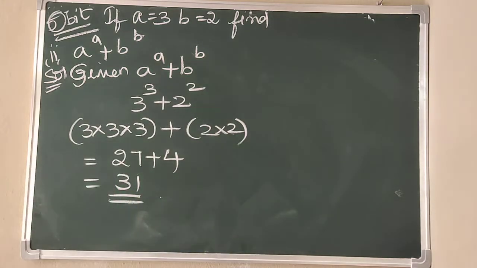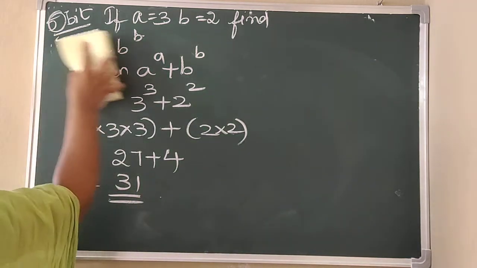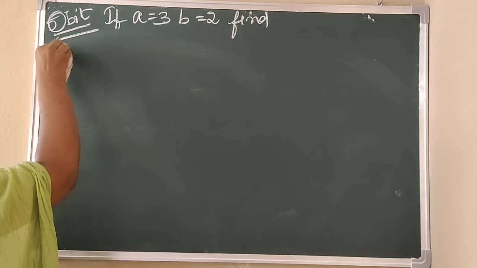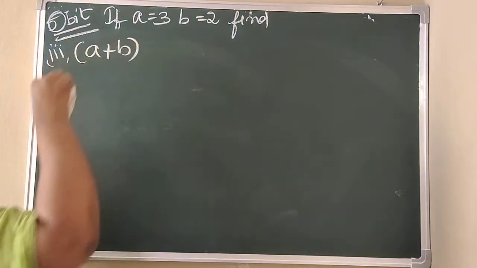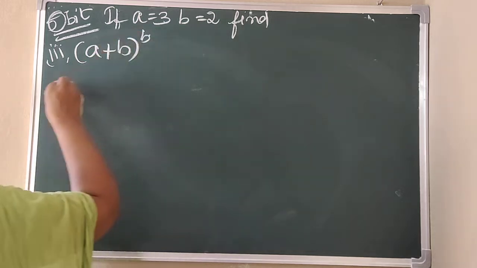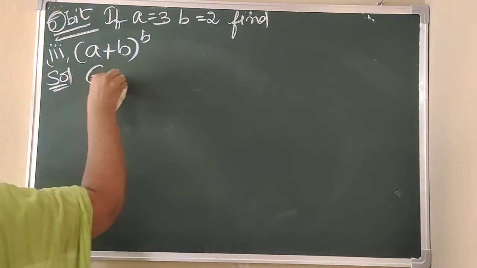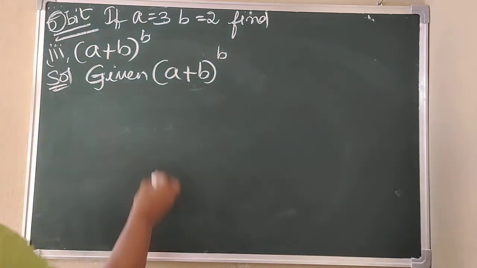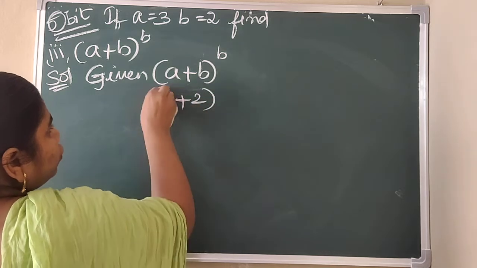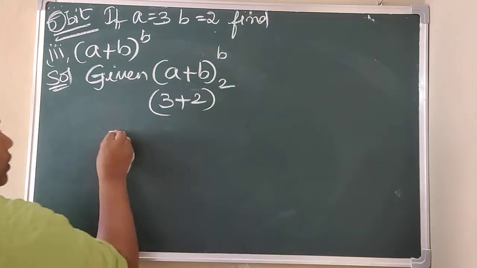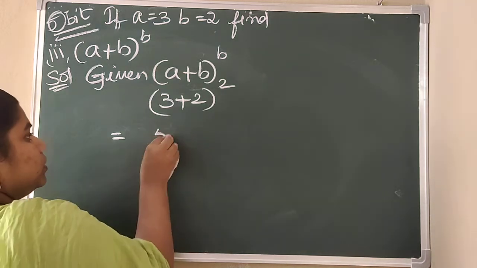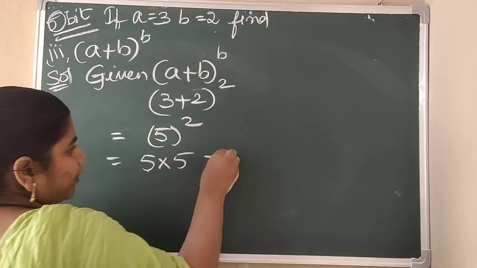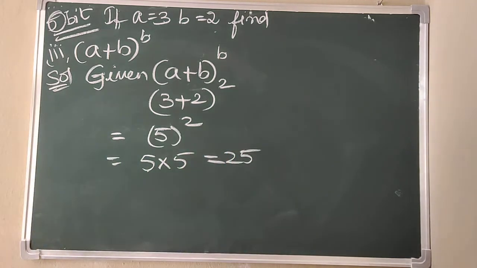Third one. Third is A plus B whole power B. So in this case also A value and B value we have to substitute. So A plus B whole power B. A value is 3 plus B value is 2 whole power, B value is 2. So 3 plus 2 is how much? 5. So 5 square. 5 square means 5 we have to multiply 2 times. 5 5s is 25. So this is our third solution.